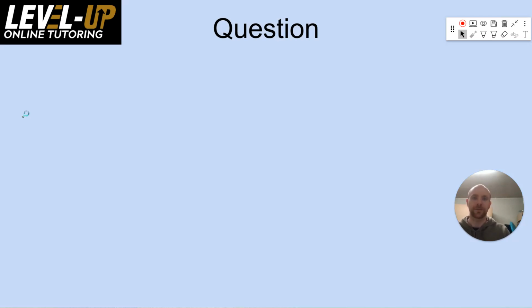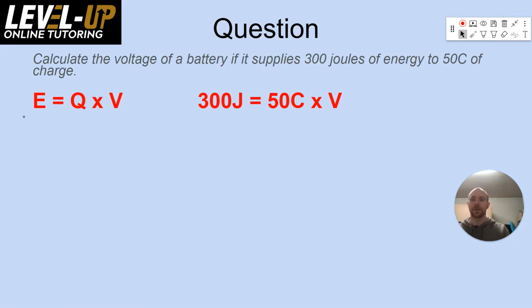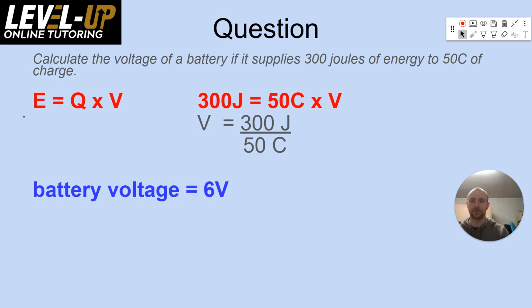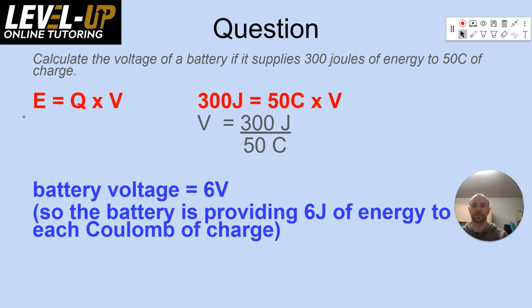But of course, we need to be able to apply that formula. So again, here's the formula we have: E equals Q times V. Calculate the voltage of a battery if it supplies 300 joules of energy to 50 coulombs of charge. You're just going to plug that into the formula, rearrange it, and you get your 6 volts.